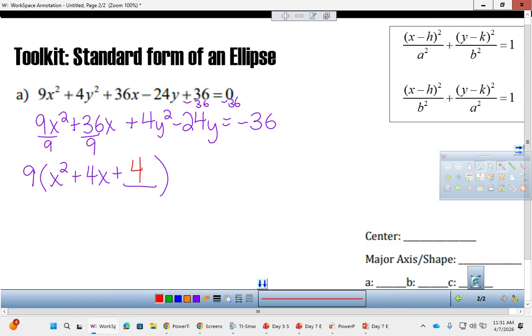Now we want to do that same process to the y's. I don't want a 4y squared, I just want a y squared. So I'm going to divide a 4 out of each of these. I'm factoring out a 4 so that I'm only looking at y squared. Negative 24y divided by 4 is negative 6y. And then I want to complete the square with that as well. So like Mahari said, I'm going to do negative 6 divided by 2, negative 3 squared. My perfect square is 9.